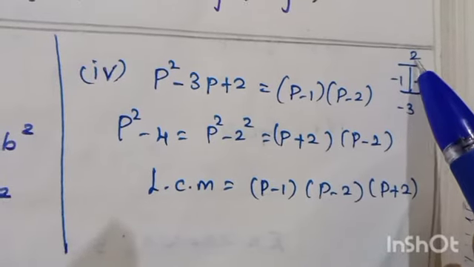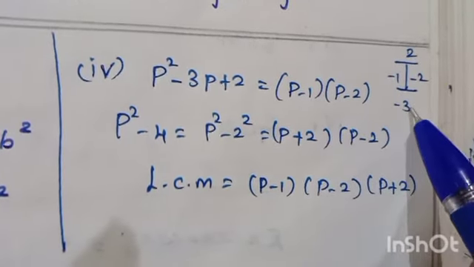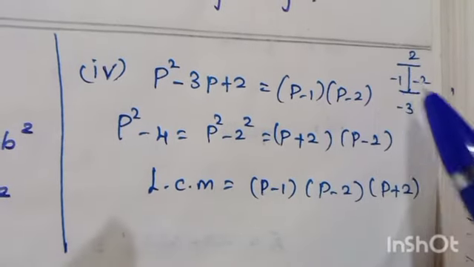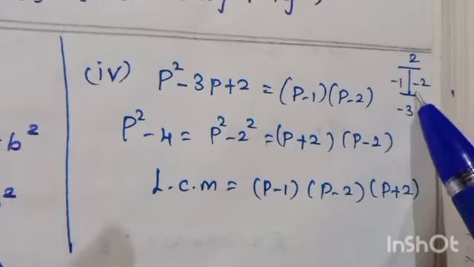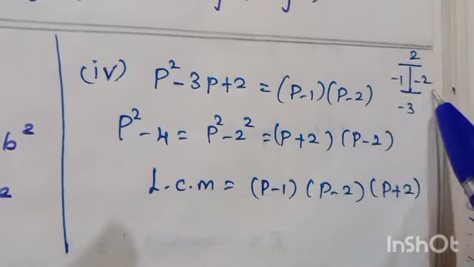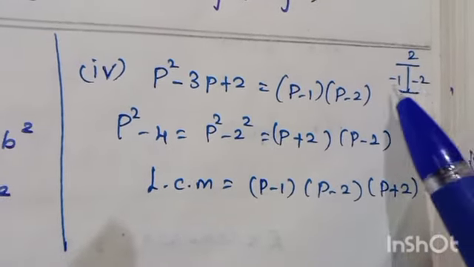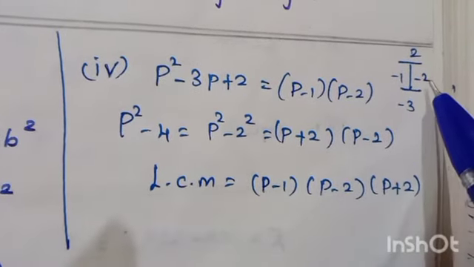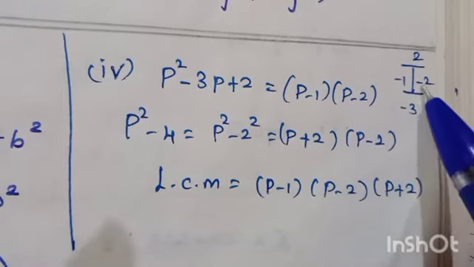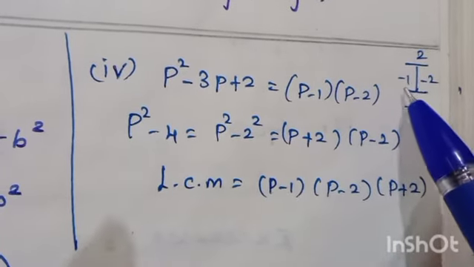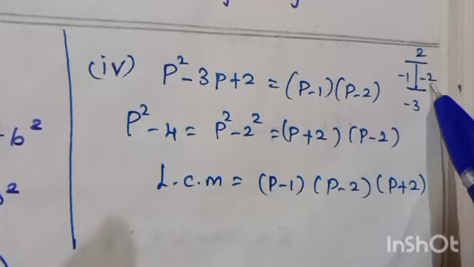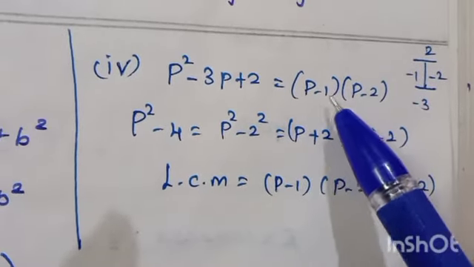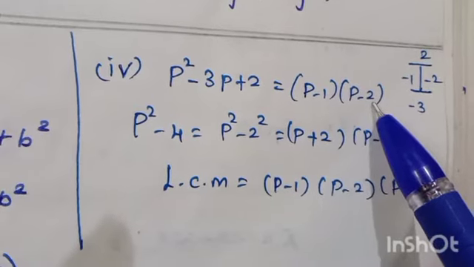We need a product value, and the sum value is minus 3. So 1, 2 is 2. We need minus 3. So minus 1, minus 2. Minus into minus is plus. For the sum, you have to add same signs, and when we add, we consider same sign or different sign. So same sign you add, then you take and write the same sign. Now these factors minus 1 and minus 2 satisfy multiplication and addition. So the factors are p minus 1 into p minus 2.